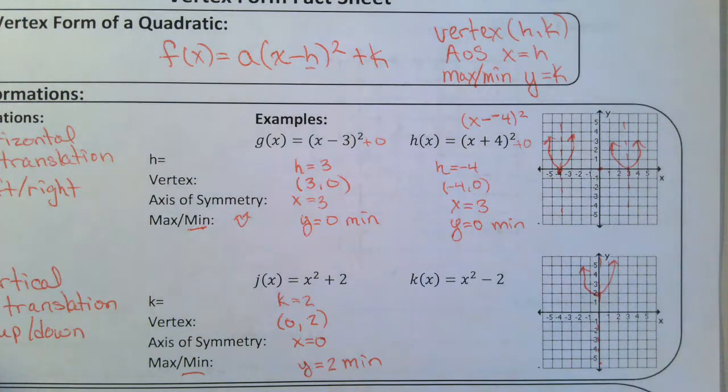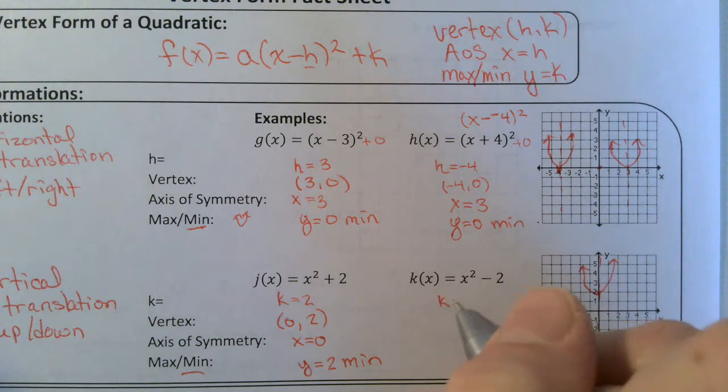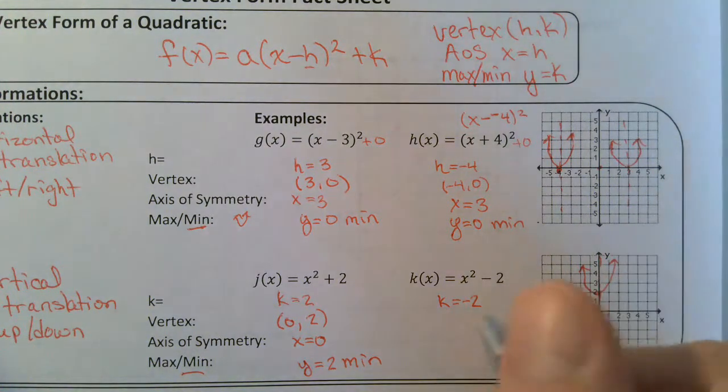Okay, so let's jump back down. The k value here is -2. And if yours doesn't have that, can you fix it? I did have a couple things I need to fix.